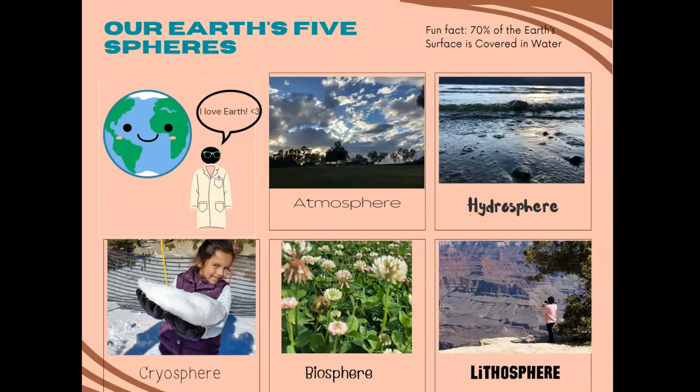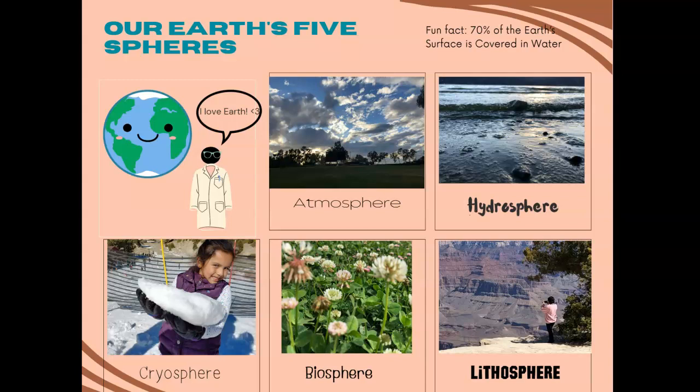Then we have the hydrosphere. The hydrosphere is what we consider the ocean, our lakes, our rivers, and everything we can think of that is water in our Earth. This was taken at Lake Elsinore, which is pretty cool considering it was also at sunset. You can see our lovely rocks there.